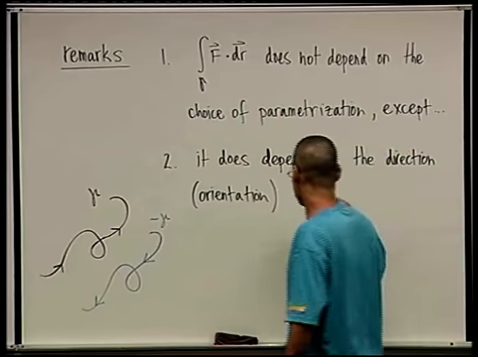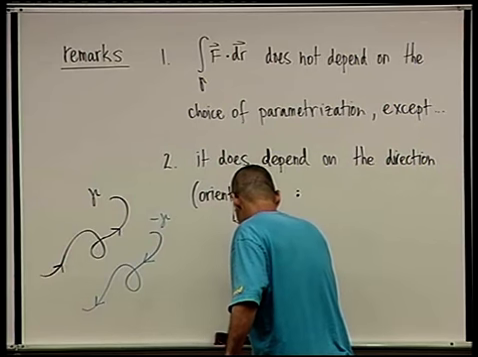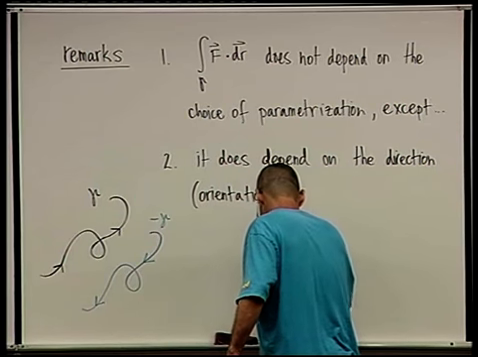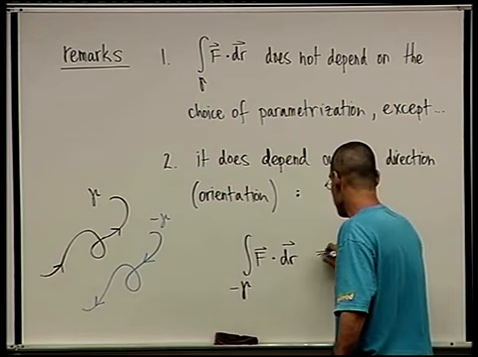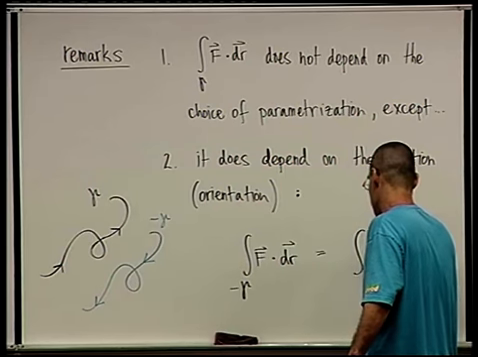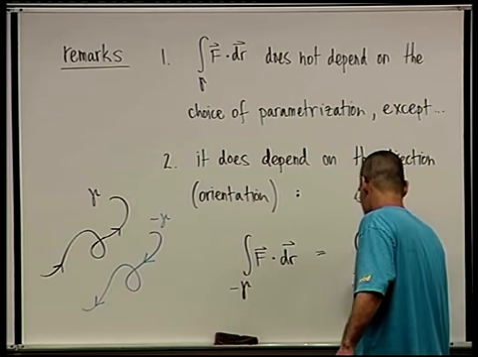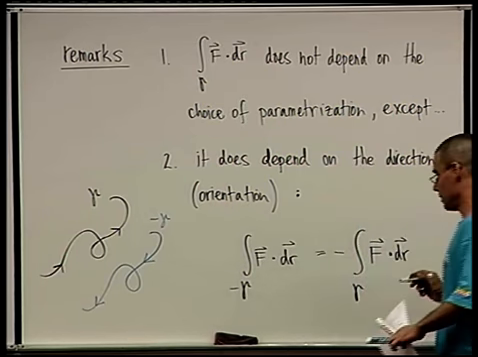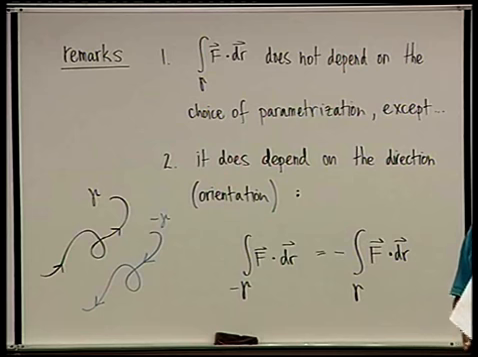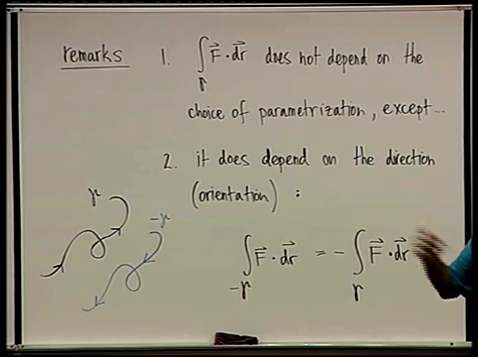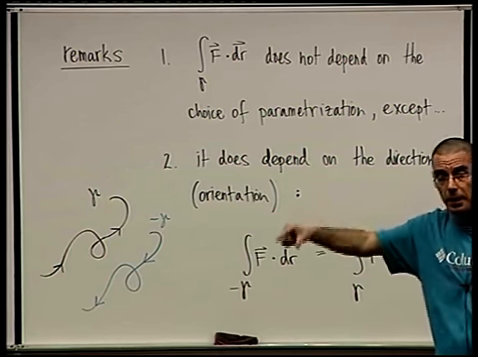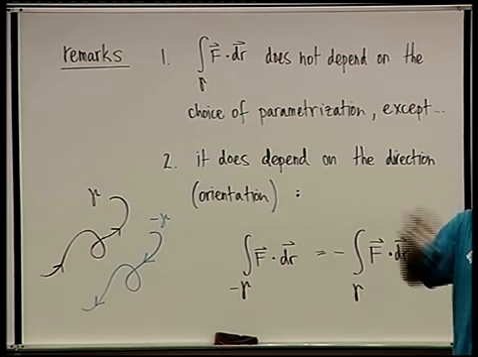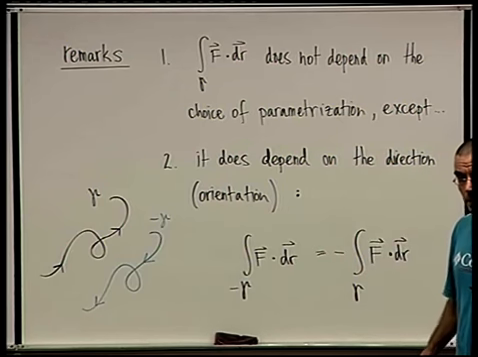Okay? So the integral of f dot dr along minus gamma doesn't equal the integral of f dot dr, the work along gamma, but equals minus the work along gamma. Okay? And again, that's true for any parametrization as long as you're consistent with the directionality. So if you take the same parametrization and look at it once as t going from 0 to 2 pi and the other time where t is going from 2 pi to 0, you'd get a minus. Okay? Clear?